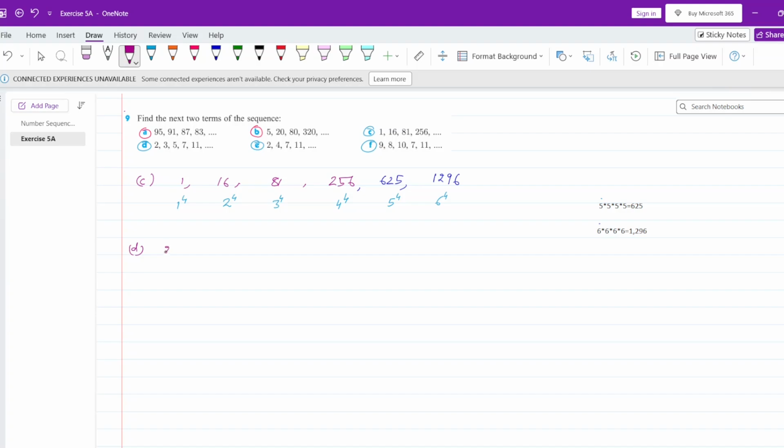D. 2, 3, 5, 7, 11. What kind of sequence is it? We can see this is a sequence of prime numbers. So we can write the next two terms as 13 and 17.